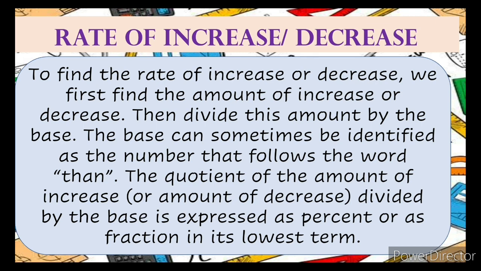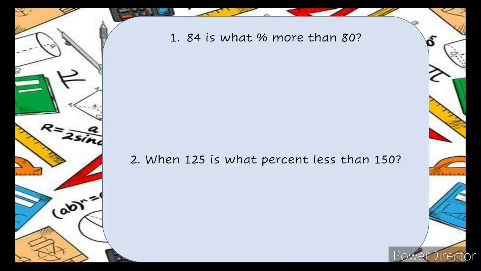Dumako naman tayo sa rate of increase or decrease. To find the rate of increase or decrease, we first find the amount of increase or decrease. Then, divide this amount by the base. The base can sometimes be identified as the number that follows the word than. The quotient of the amount of increase or amount of decrease divided by the base is expressed as percent or as fraction in its lowest term.